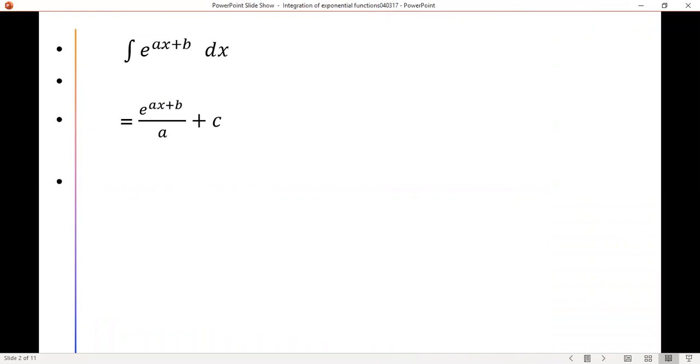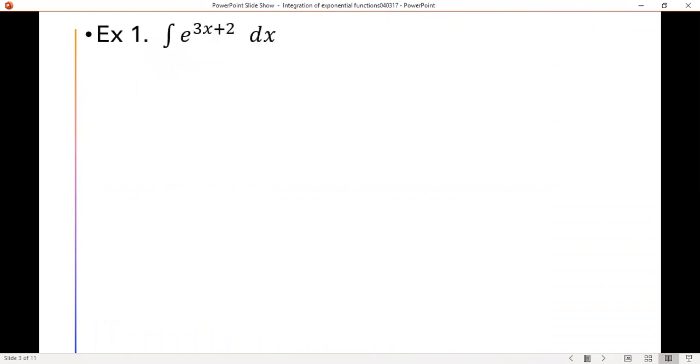First example, integration of e to the power of 3x plus 2 with respect to x. Coefficient of x is 3. So you only need to divide by 3 and add a constant.